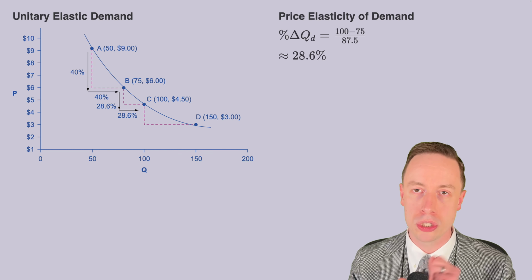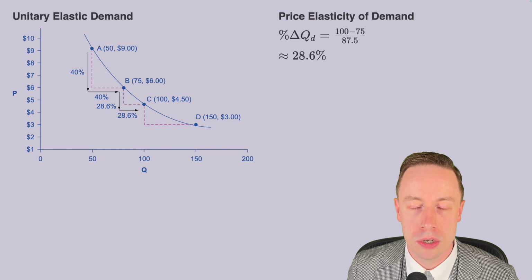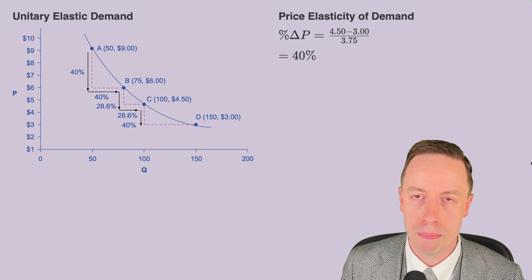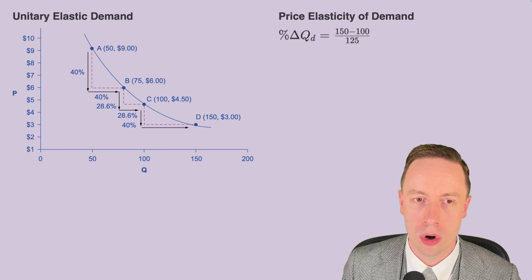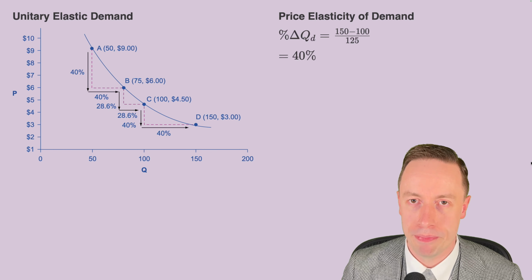We're looking for 2 percentages that are equal to one another. That makes the fraction equal to the number 1. And even for our last 2 points here, back to the 40%, going from 450 to 3, going from 100 to 150, 40% changes again.